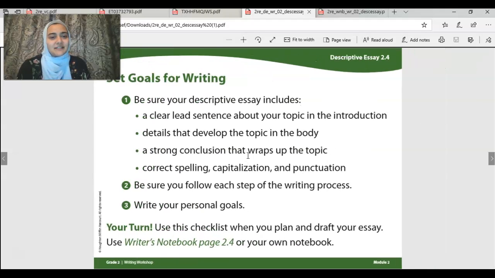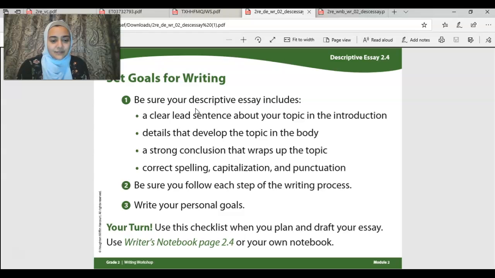So what we're working mostly on today is setting goals. So we're going to set goals for writing. Be sure your descriptive essay includes these things: a clear lead sentence, details that develop a topic, a strong conclusion, correct spelling, capitalization, and punctuation. Be sure you follow each step of the writing process.